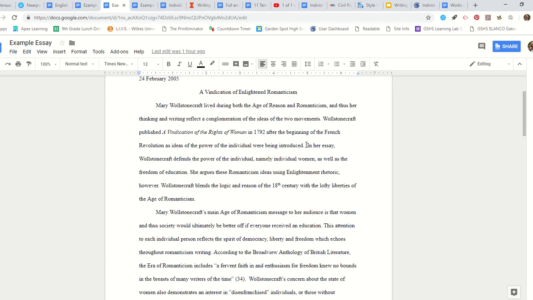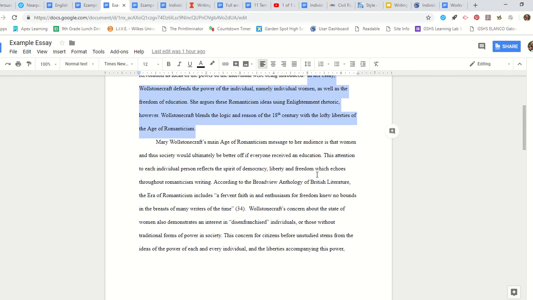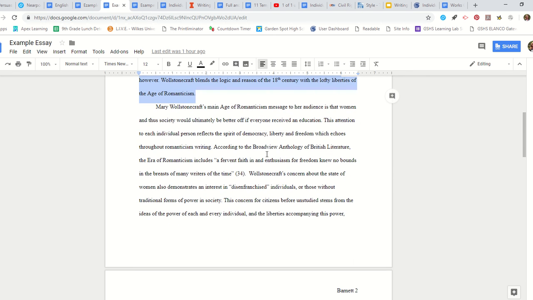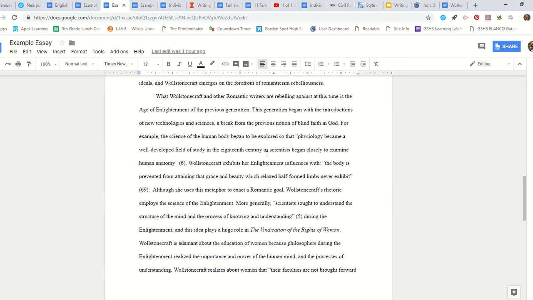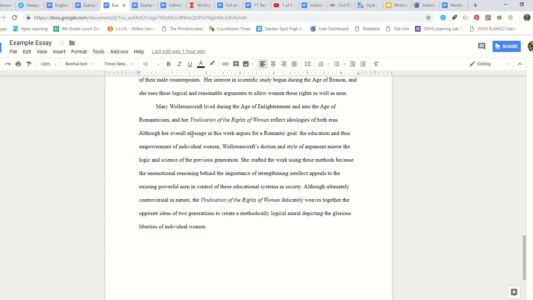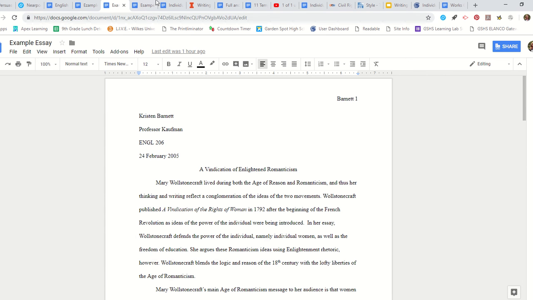in her essay, Wollstonecraft defends the power of the individual, namely individual women, as well as the freedom of education. She argues these Romanticism ideas using Enlightenment rhetoric. However, Wollstonecraft bends the logic and reason of the 18th century with the lofty liberties of the age of Romanticism. So that's my argument, that she's blending these ideas with that rhetoric. So then I go through the Romanticism ideas, and then the rhetoric of the Age of Enlightenment. So that's only a 4-paragraph essay.